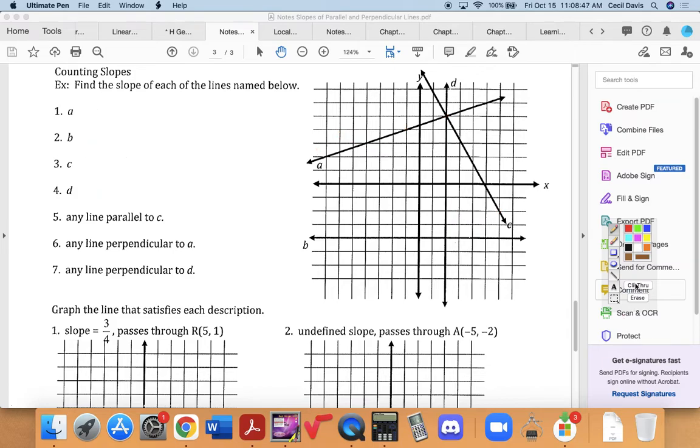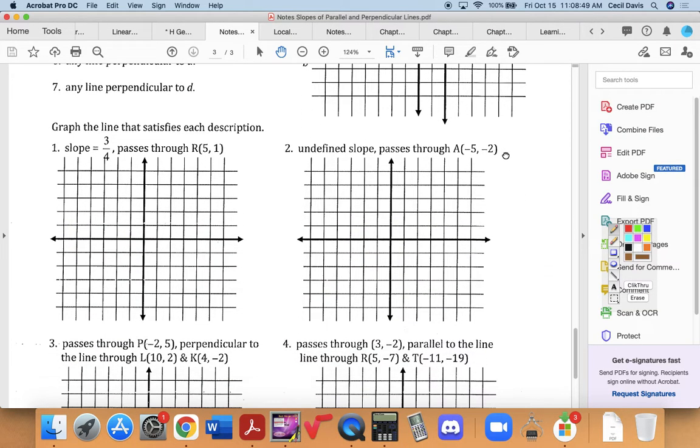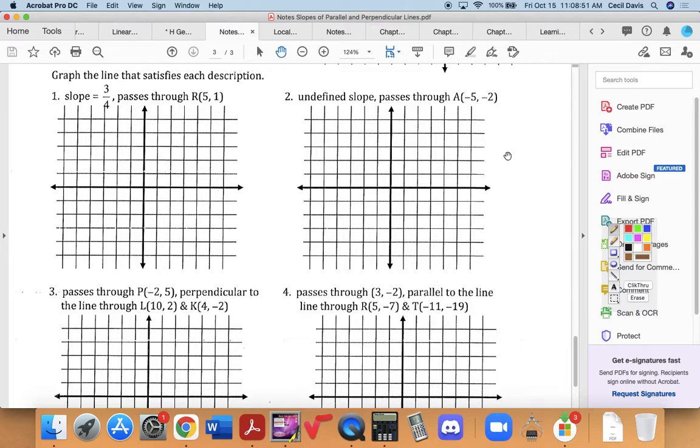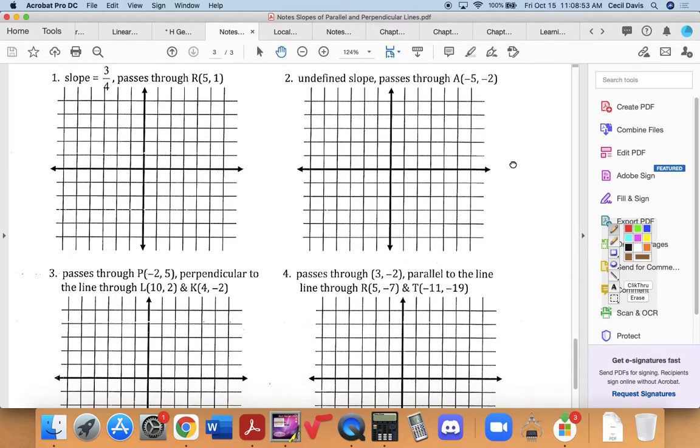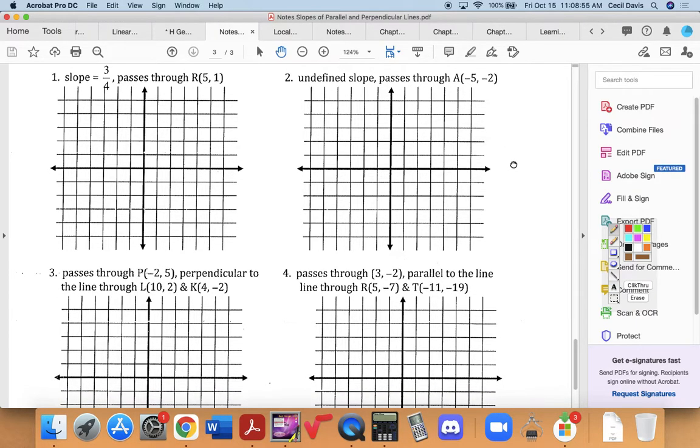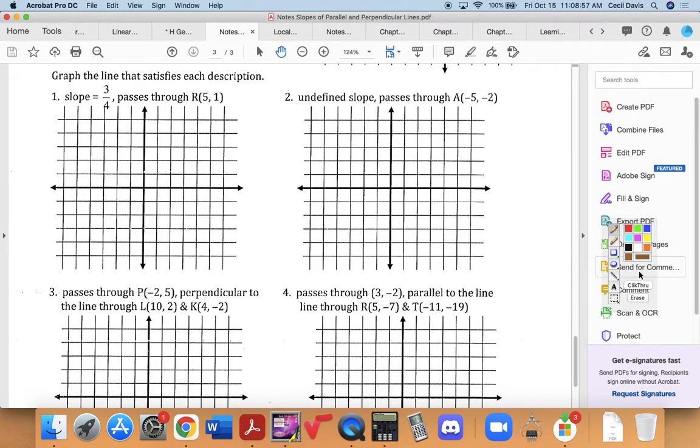All right, let's do a little bit of graphing. It says graph the line that satisfies each description. For this first one, we want a graph with a line of slope 3/4 that passes through the point R having coordinates 5, 1. What should we do first? Yeah, we have to plot the point first. You have to have a place to start.